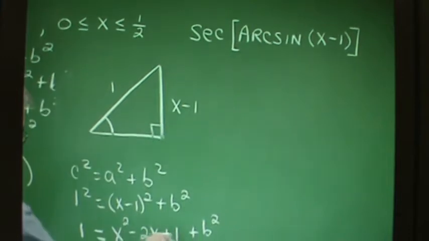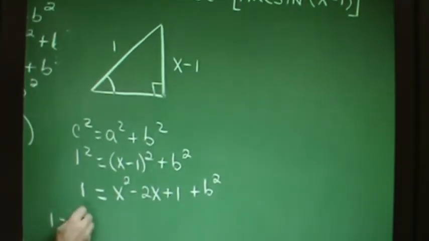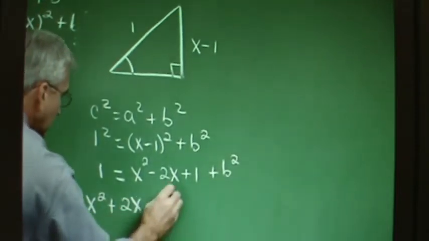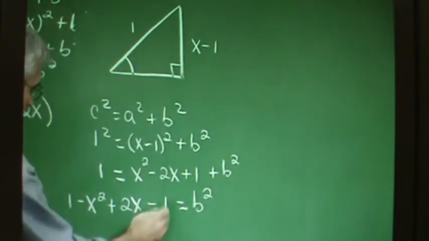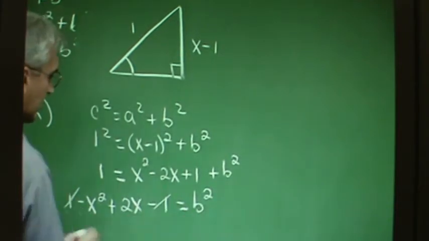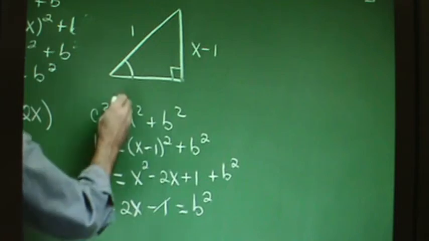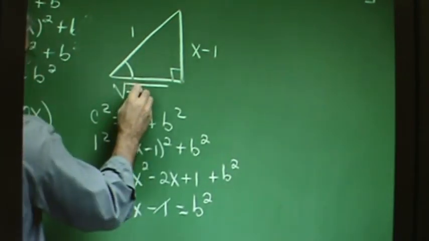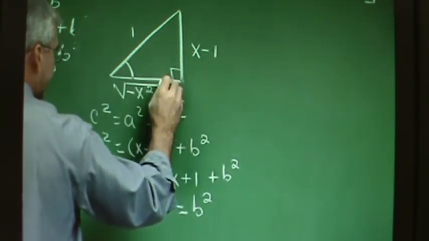And moving all of these terms to the other side, we have the 1 that's already over here, minus x squared plus 2x minus 1 equals b squared. Wow, 1 minus 1, they go out, so we have minus x squared plus 2x. And that's what b squared is. So b then is the square root of all of this business. So the b side is the square root of negative x squared plus 2x.